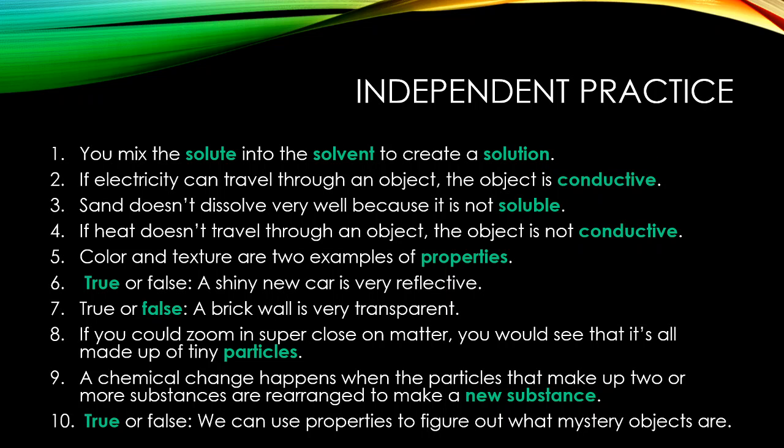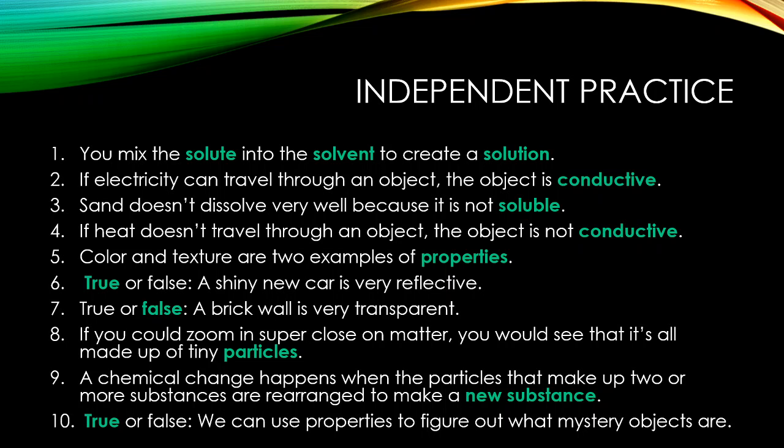Number 3, sand doesn't dissolve very well because it is not soluble. If something is soluble, it can dissolve. If it's not soluble, it can't dissolve. Number 4, if heat doesn't travel through an object, the object is not conductive. That's what it means to be conductive. Number 5, color and texture are 2 examples of properties. I could have used a whole bunch of examples other than color and texture. Things we've talked about like reflectivity, magnetism, boiling points, all that kind of stuff. But those are just 2 examples of properties.